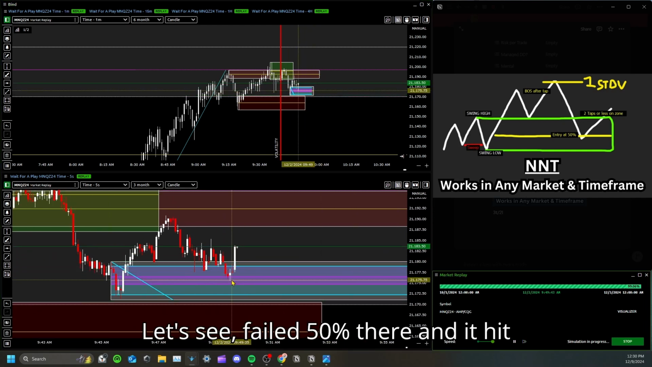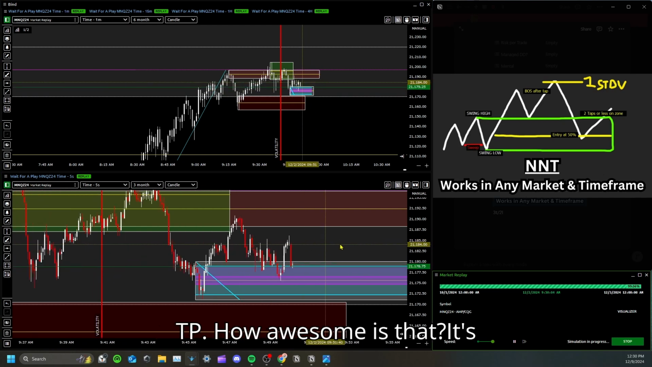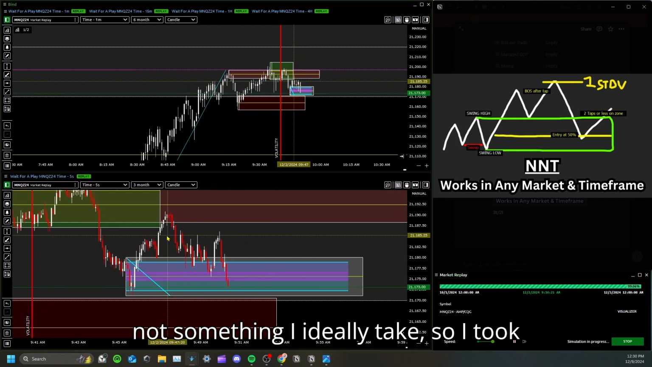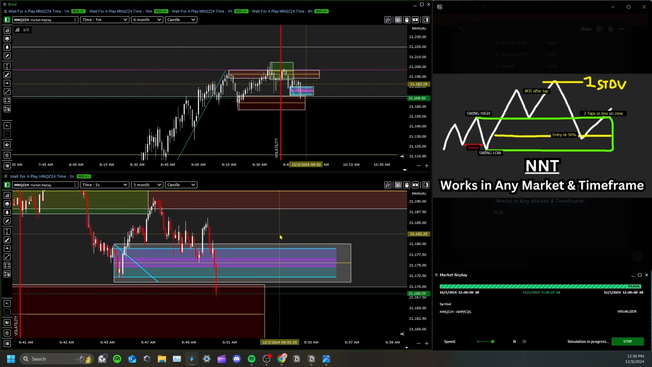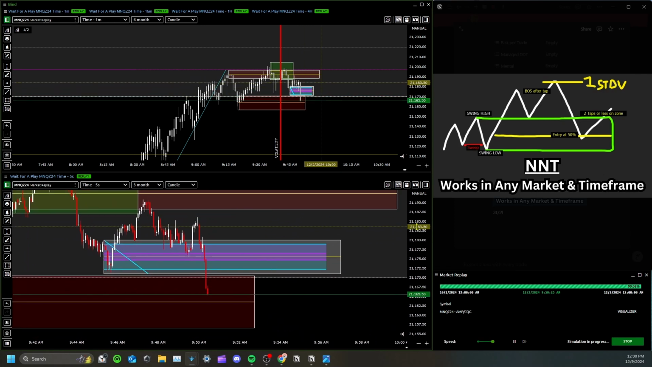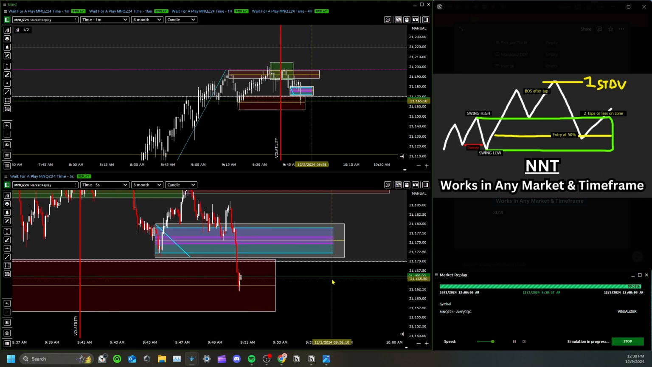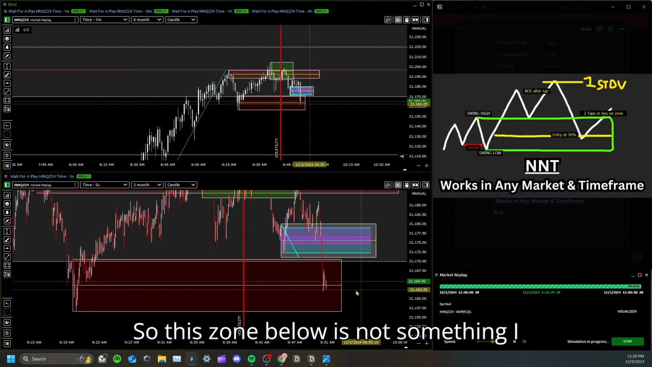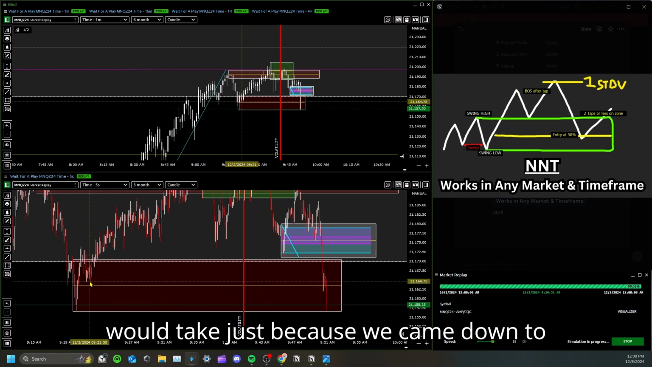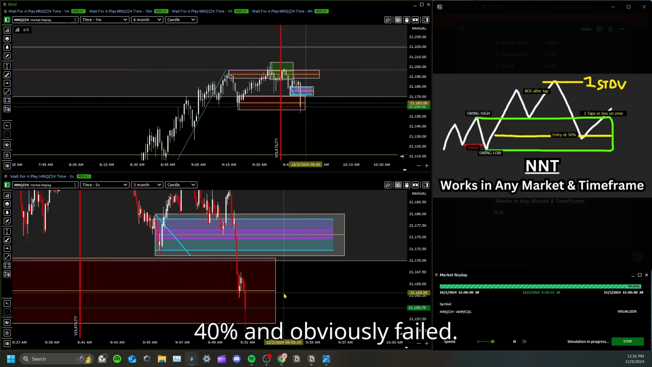Let's see. Failed 50% there, and it hit TP. How awesome is that? It's not something I ideally take, so I took my order off. But I would have been up 1 if I did take it. So this zone below was not something I would take just because we came down to 40% and obviously failed.